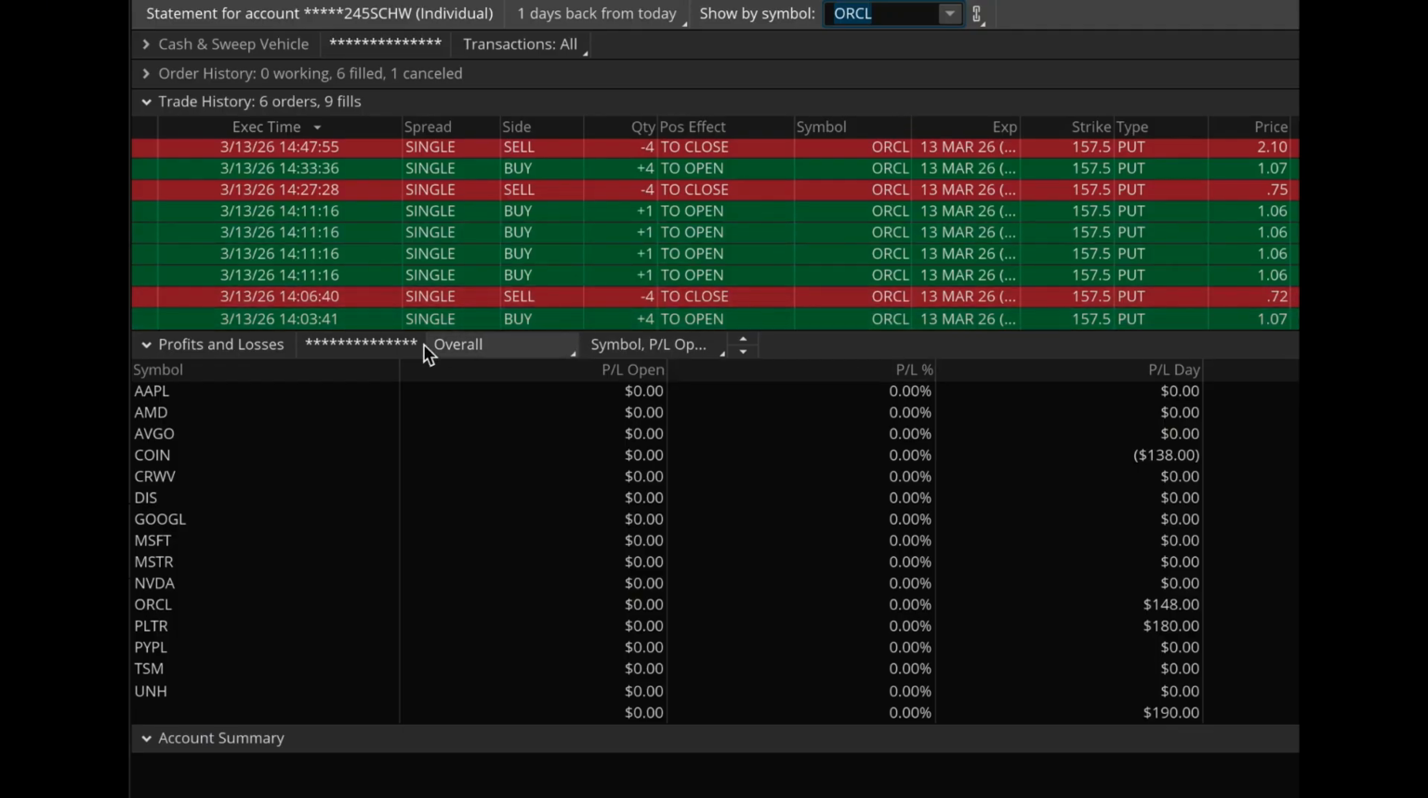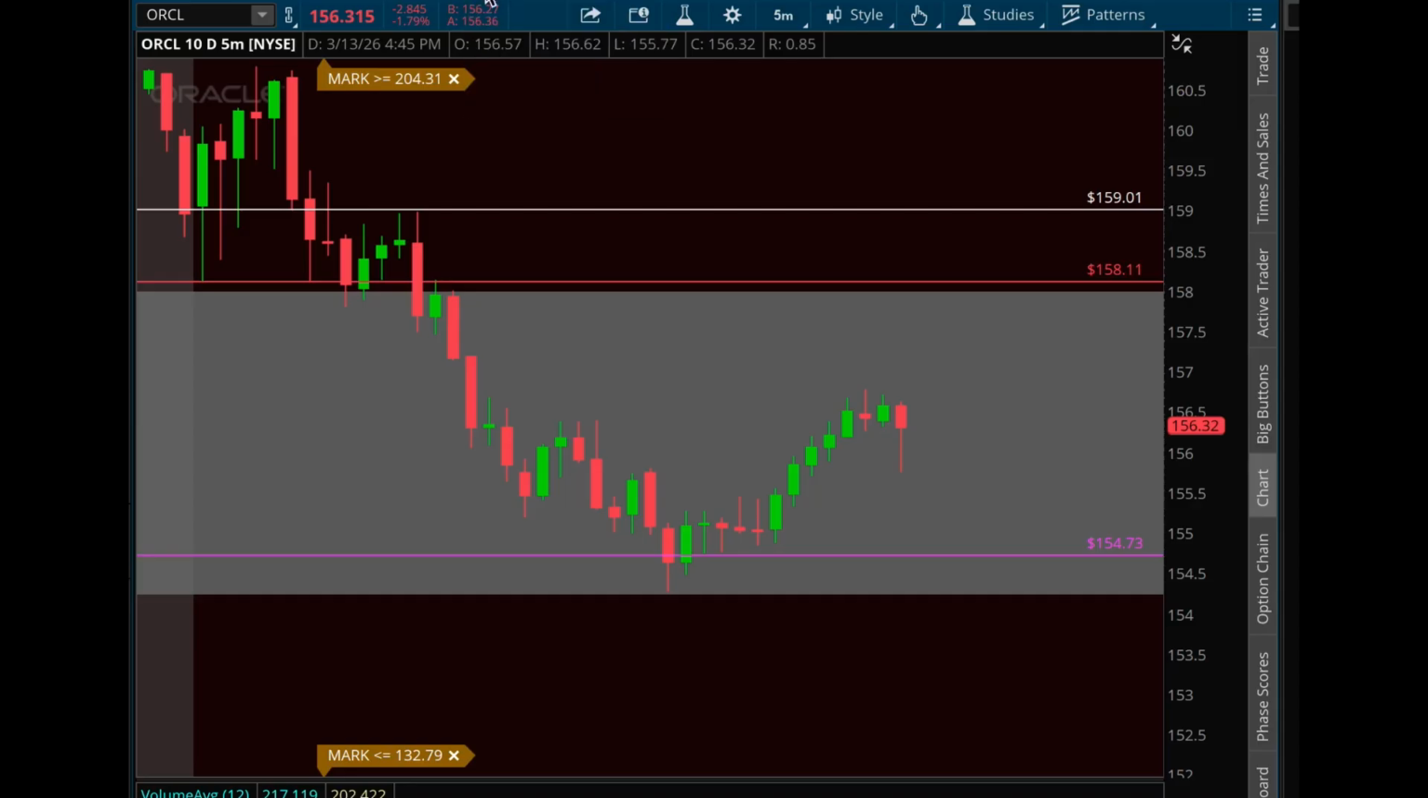So the initial entry for Oracle was 1403 for the first lot, and I entered with 4 contracts for the 157.5 put at 1.07, and I exited at 1406. So let's break it down.